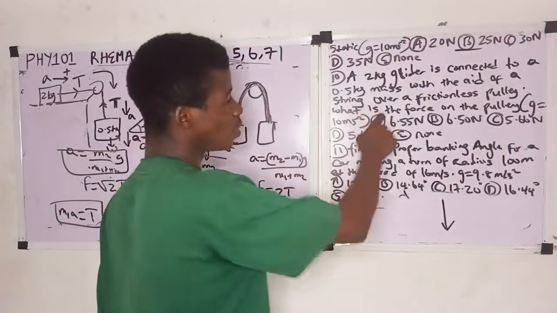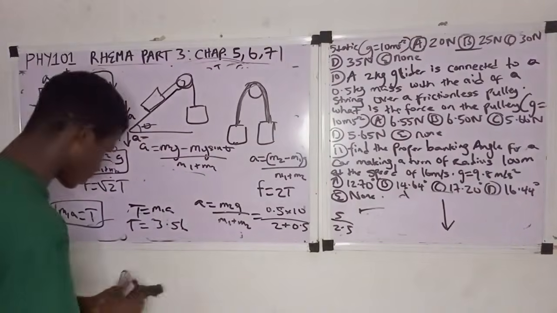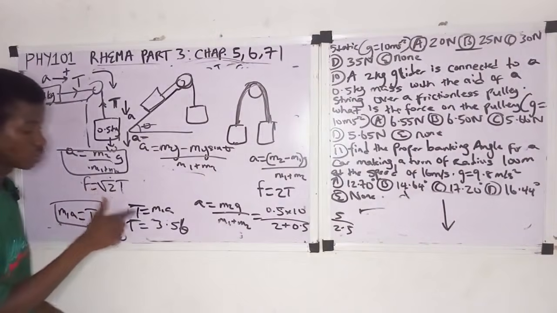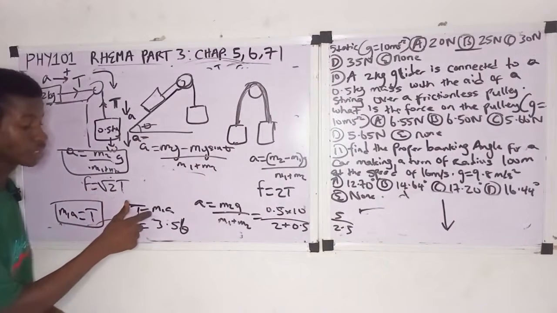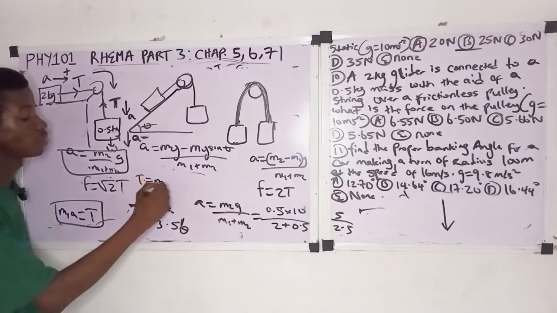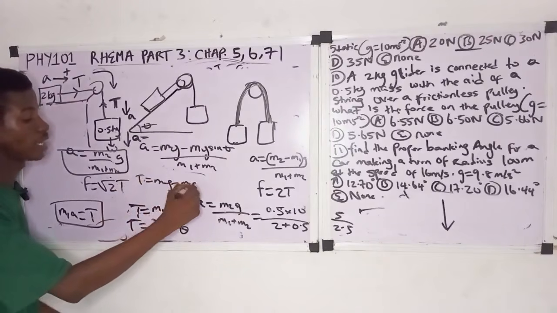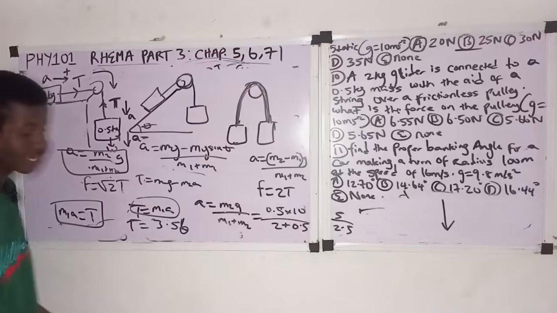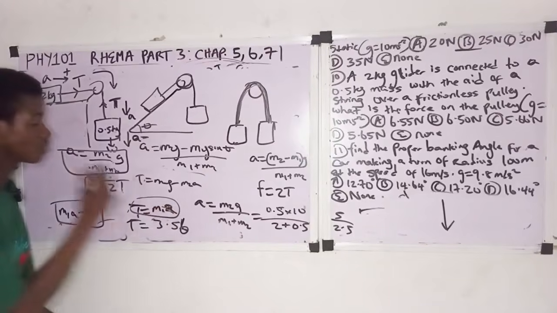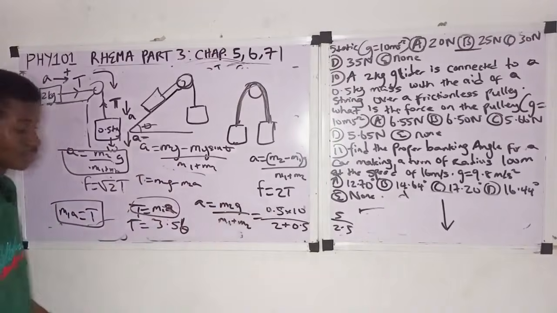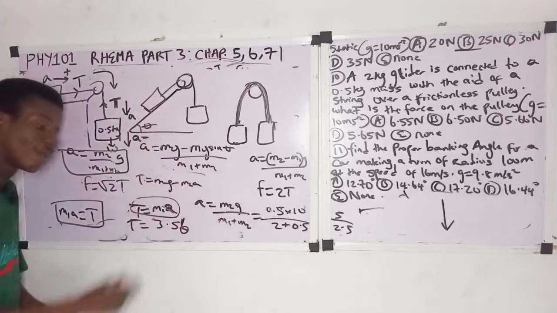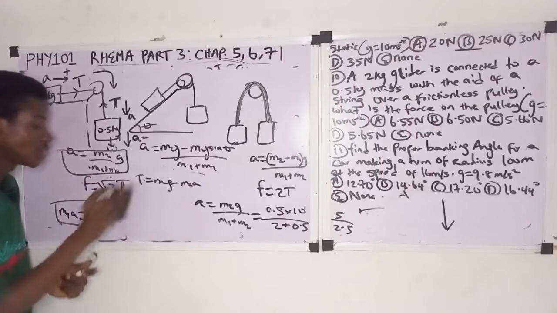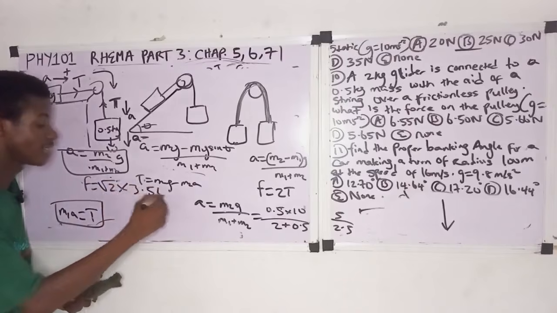Now, what are we looking for? What is the force on the pulley? I told you, in order to get the force, we need to know the tension. Tension is equal to M1A or M2G minus M2A. We use this one because it's faster. We didn't know our common acceleration, so we used the formula to get it, multiplied it by M1, and got our tension to be 3.56. Now we put it here. Tension is 3.56.